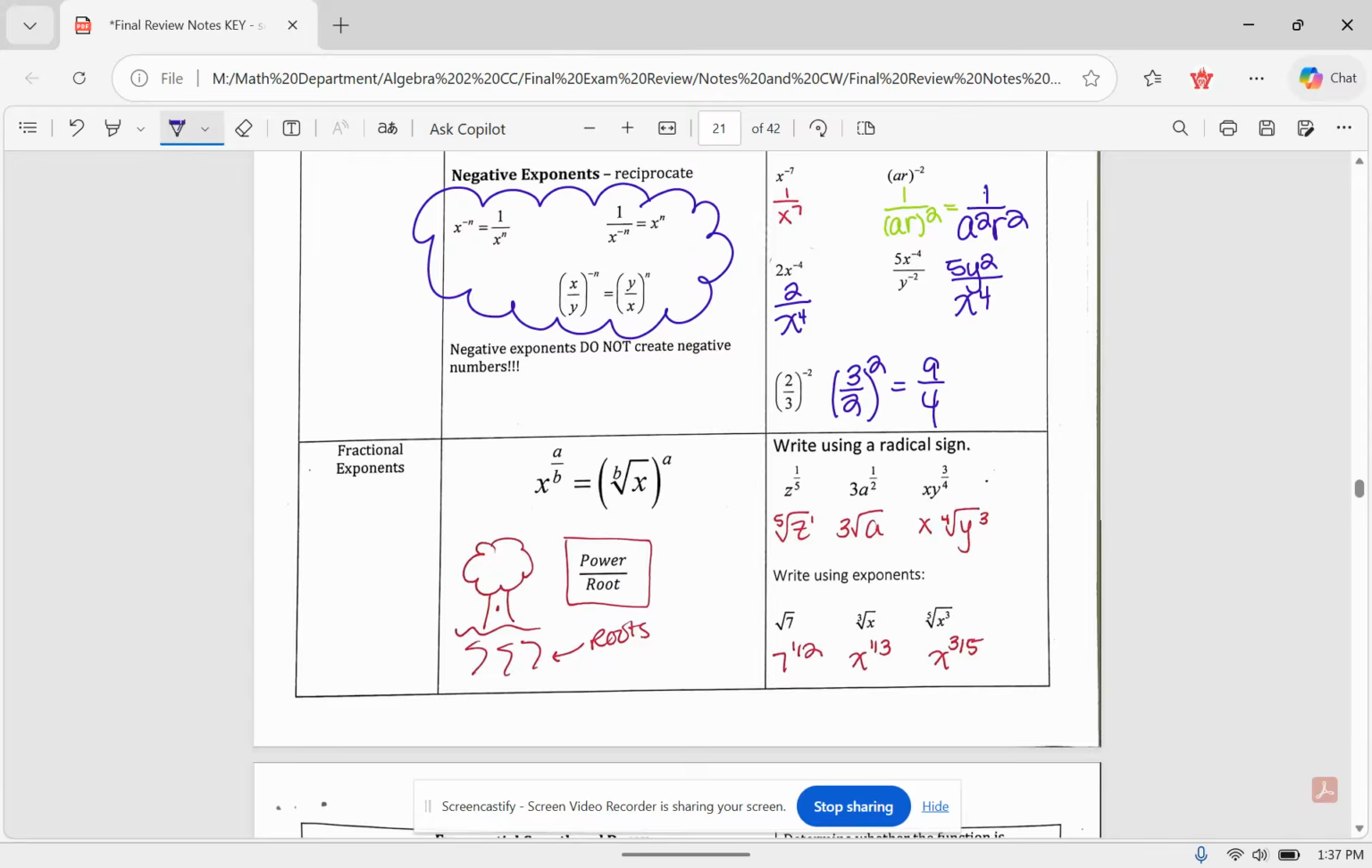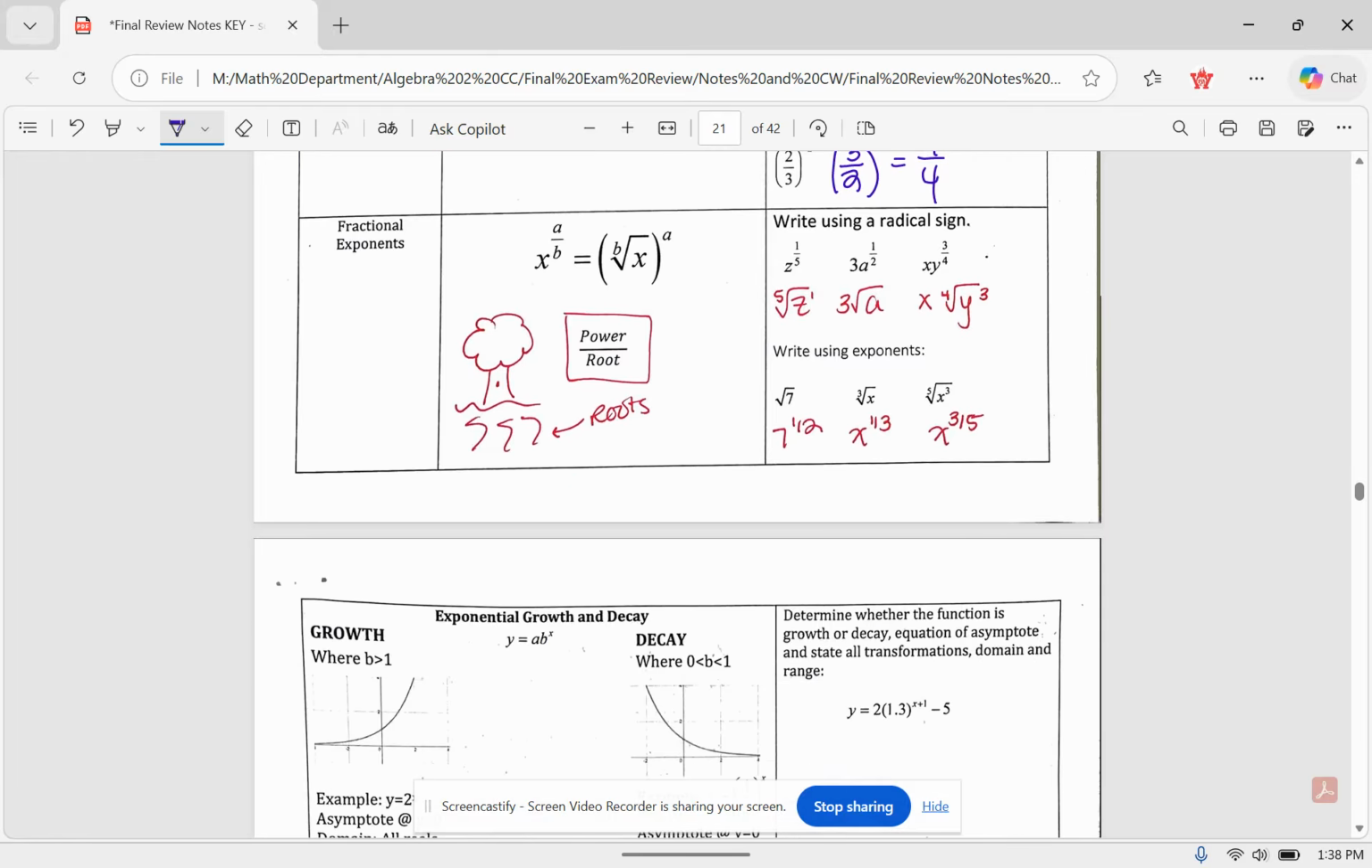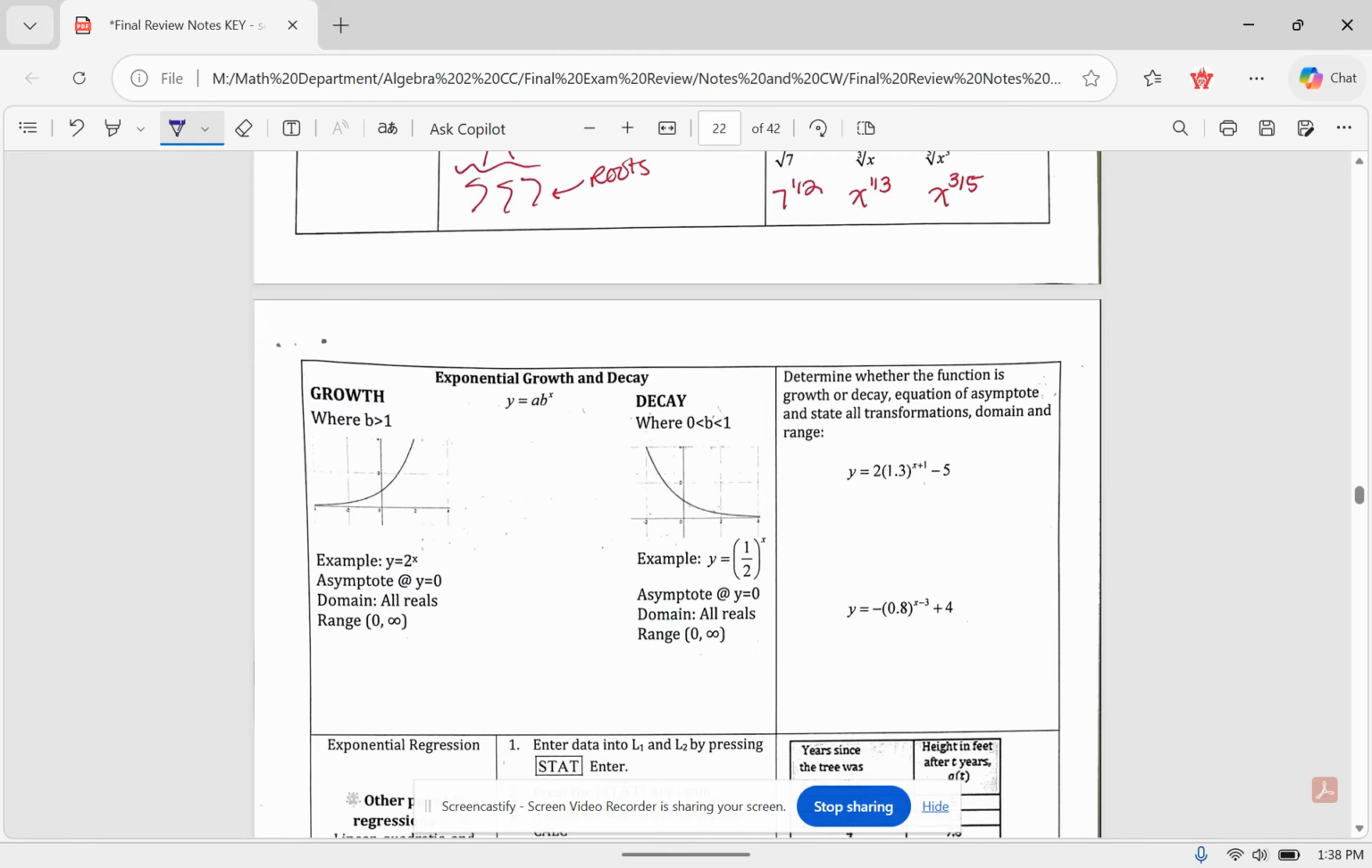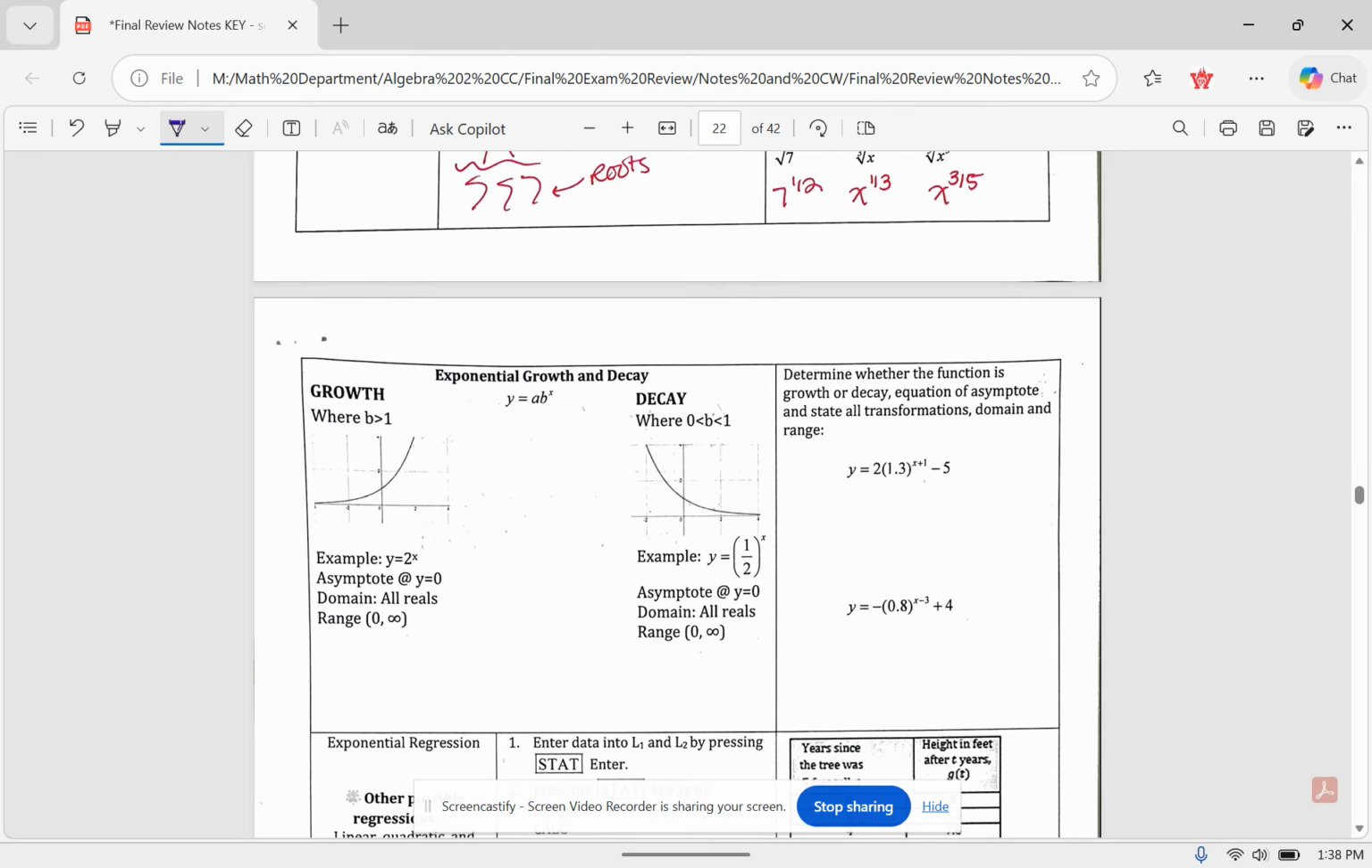All right, power over root, I already talked about in a previous video. So just remember that you can use that to rewrite fractional exponents as radicals and vice versa. Which then leads us into exponential functions. We talked about exponential growth, where it's rising from left to right, versus decay. And the way that you figure out whether it's growth versus decay is by looking at the b value, which is the base of the exponent.